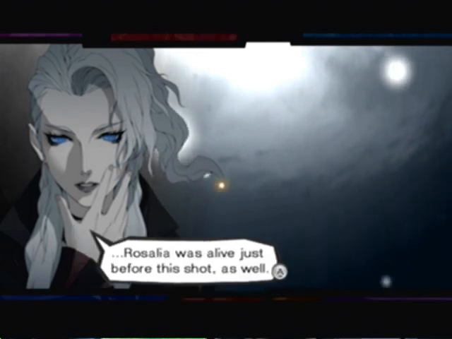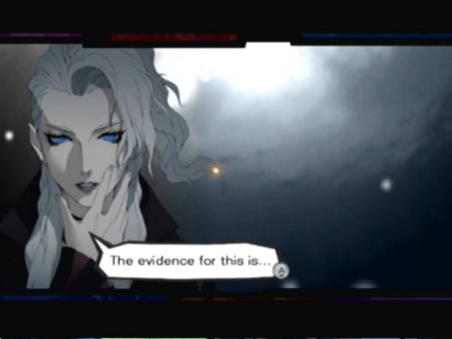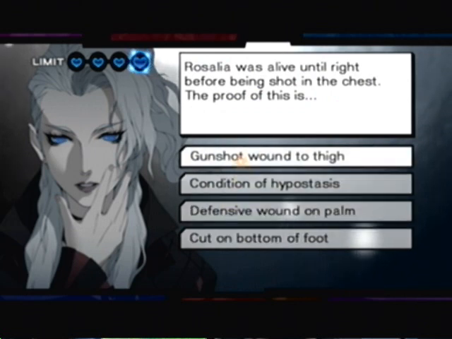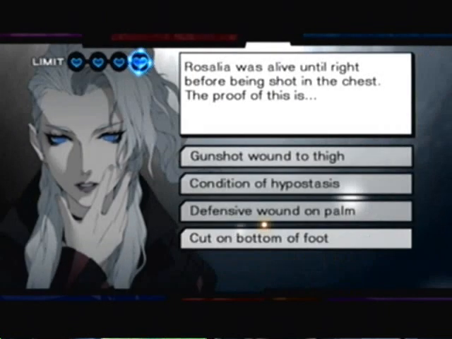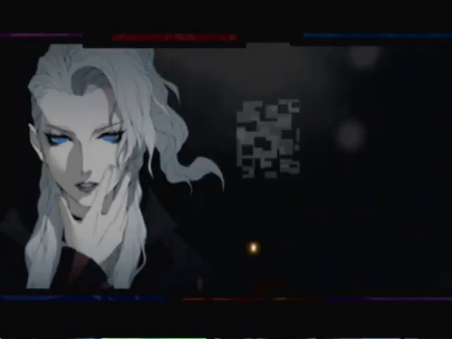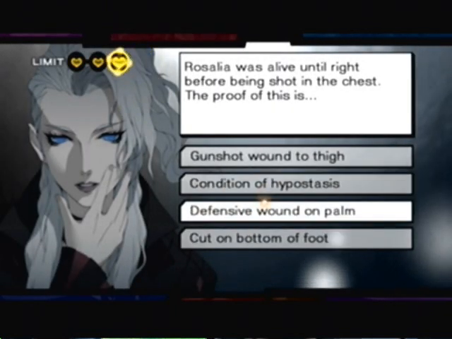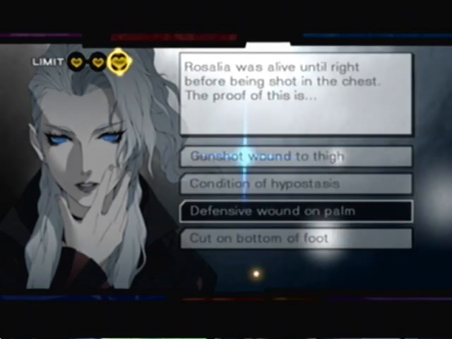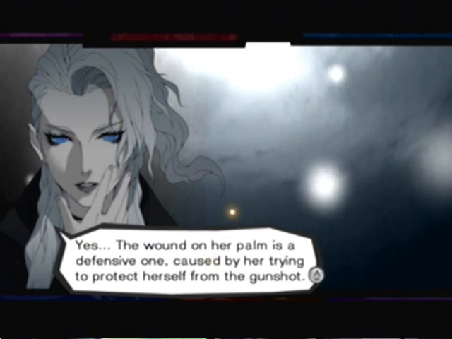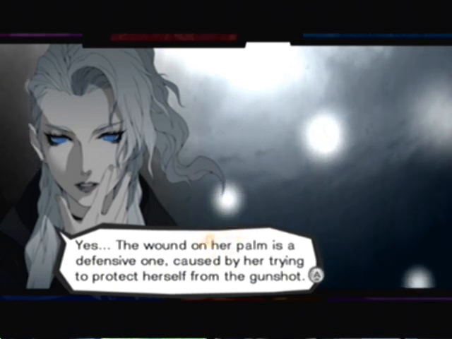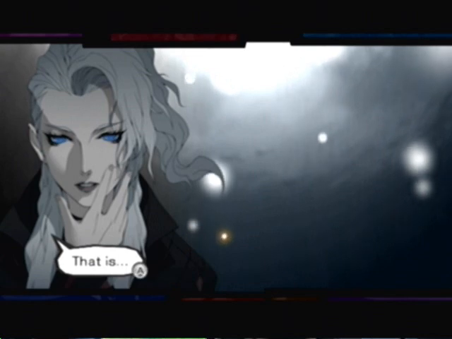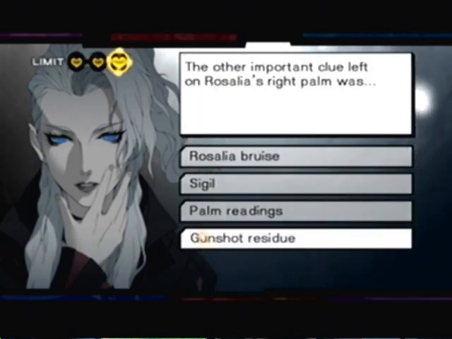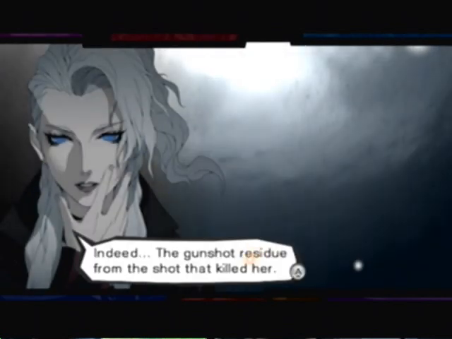Rosalia was alive just before this shot as well. The evidence for this is... Concentrate. Yes, the wound on her palm is a defensive one, caused by her trying to protect herself from the gunshot. Her right hand also has another piece of important evidence. That is... Indeed, the gunshot residue from the shot that killed her.